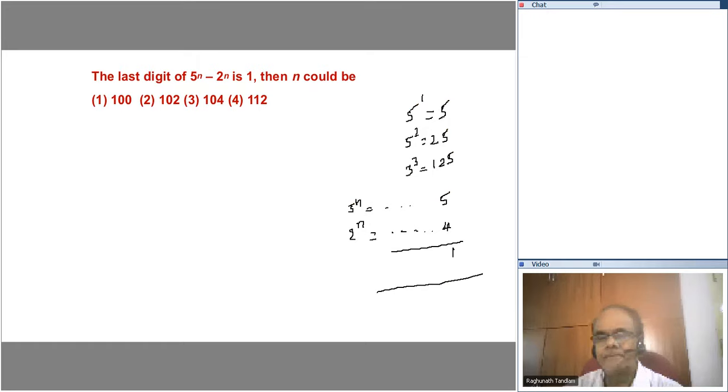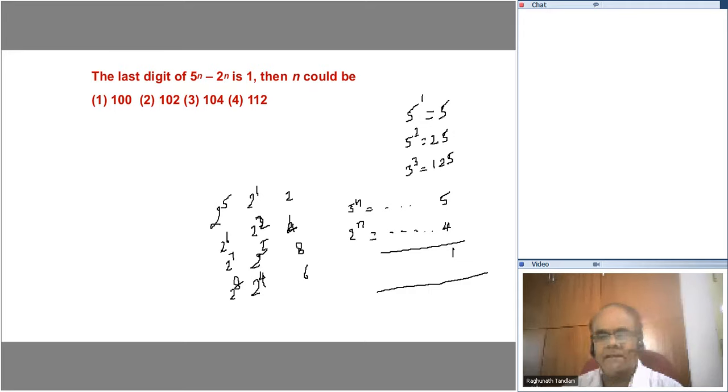See, 5 power n ends in 5. 2 power n should end in 4. Let's see what happens. What is 2 power 1? What is 2 square? 2 cube. 2 power 4 ends in 6. I'm looking at the last digit. 2 power 5, 2 power 6, 2 power 7.